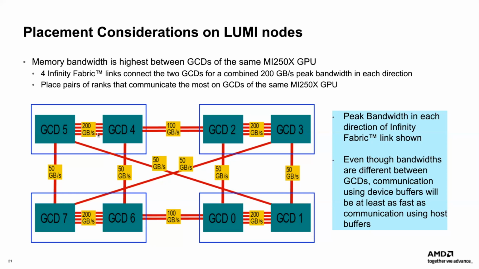And because of the different number of high-speed links between different pairs of GCDs, if there are pairs of ranks that communicate the most, then you may want to place them on 2 GCDs of the same GPU device. Now, one thing to note is that even though these bandwidths are all different, communication using device buffers is going to be at least as fast as communication using host buffers. At least as fast. So even the slowest connection here is going to be at least as fast as the connection to the CPU cores.